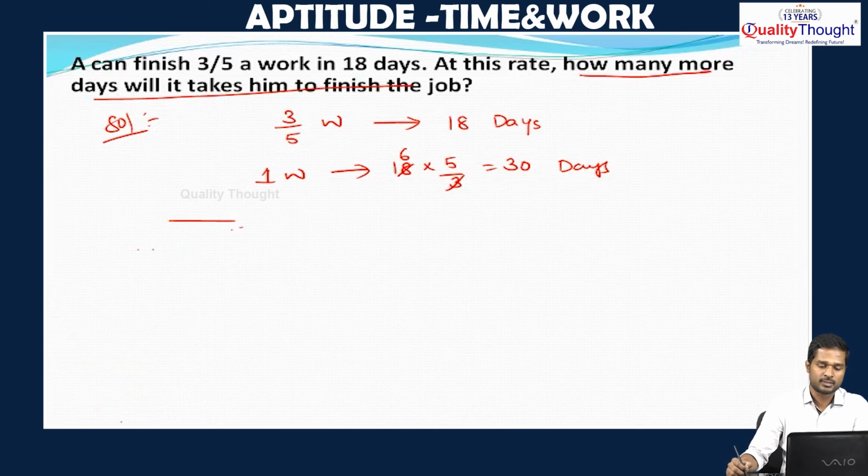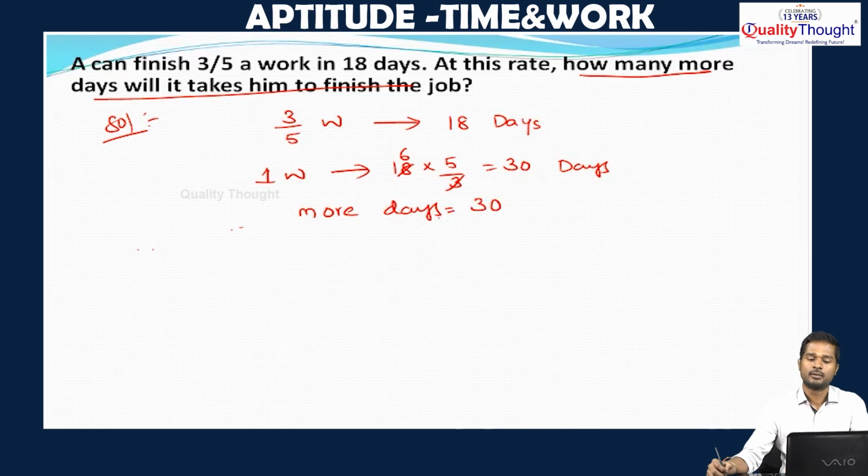So total 30 days are required to complete the work, but he worked for 18 days, so still 12 days are required to finish the work completely. He has given 3 by 5th of the work in 18 days, which means one complete work will be done in 18 into 5 by 3, which is 30 days. So already he worked for 18 days, so 30 minus 18, he still requires 12 days more to complete the work.